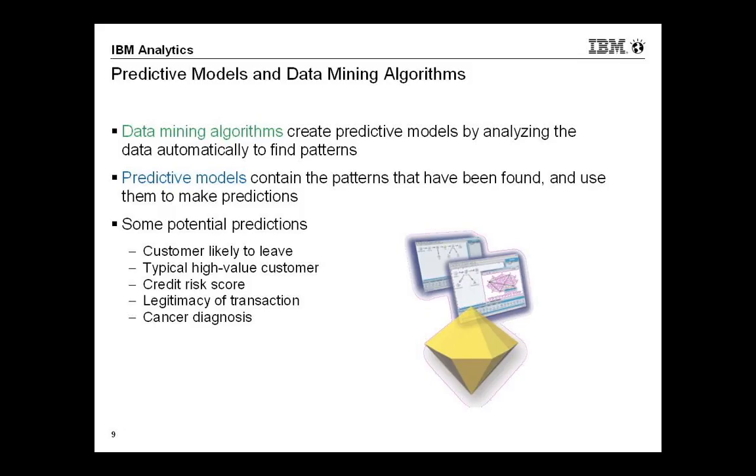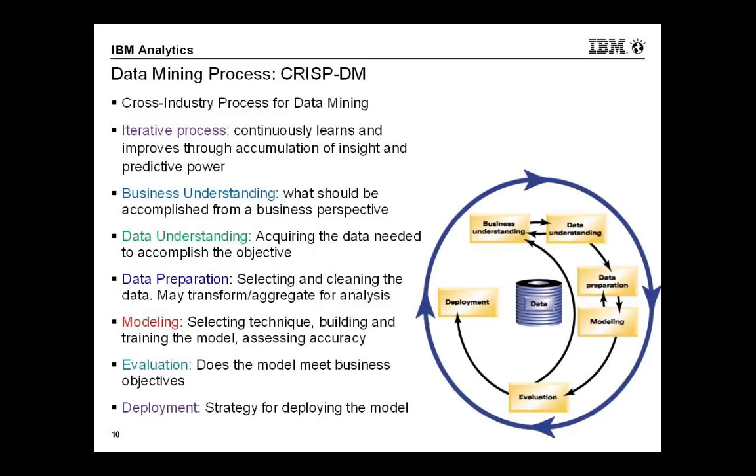So the data mining process that SPSS Modeler uses, and that is widely used in the industry, is the CRISP-DM process, the cross-industry process for data mining. So it's an iterative process, it continuously learns and improves through accumulation of insight and predictive power. So it doesn't just go once in a straight line, it goes in a circle and continuously updates, and as you update one step of it, you may have to go back and update a previous step. And it's comprised of the following key steps.